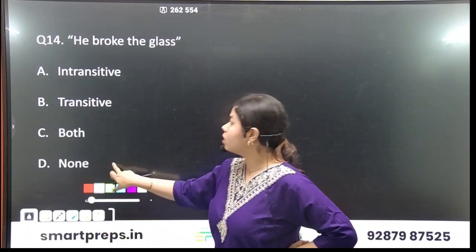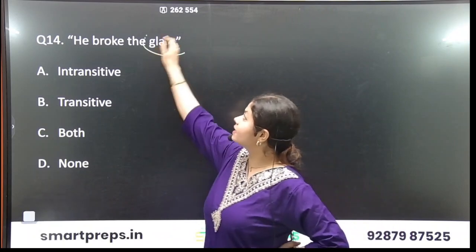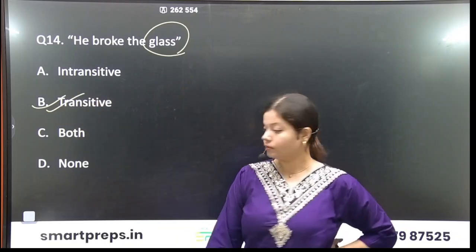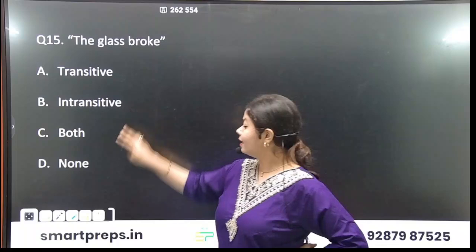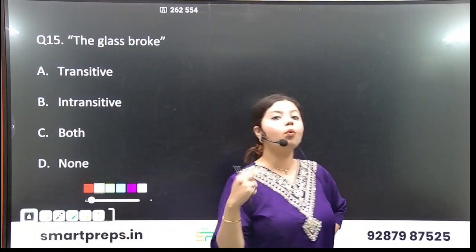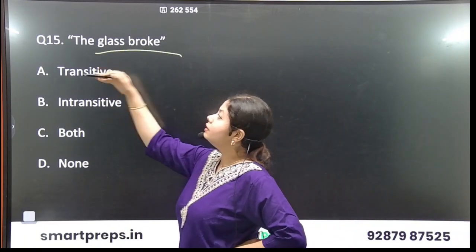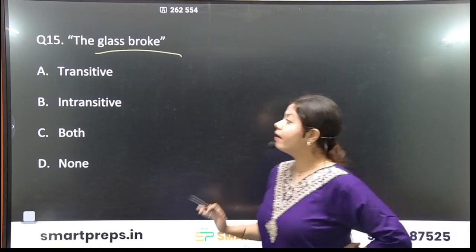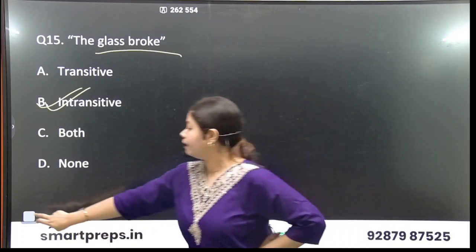He broke the glass. So he broke what? The answer is glass. We have the object, so the answer will be transitive. Now, the glass broke. One was he broke the glass. We got he broke what? The glass. Now the statement is the glass broke. The glass broke where? What? Whom? Is there any answer? There is no answer. Hence, it will be intransitive.